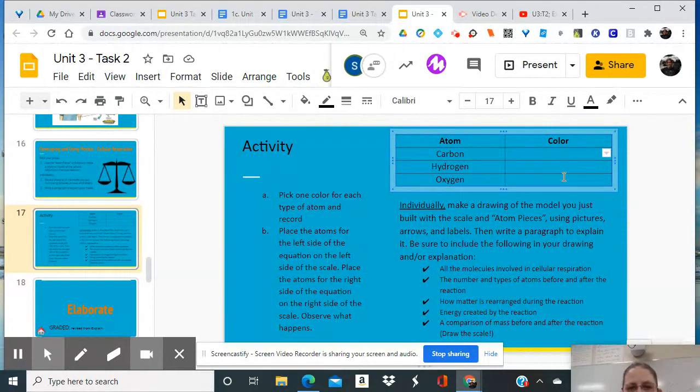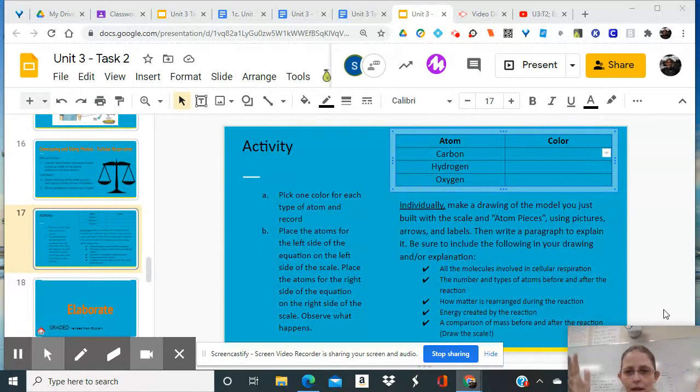And then personally, I would ask, how many of each do I need based on my equation? Then you're going to place the atoms for the left side of the equation on the left side of the scale or on your paper, and the right side of the equation on the right side, and then observe what happens. They should balance. They should be the same number, right? Because of the last activity that we did, we learned that the same number on the left side equals the same number on the right side, regardless of how they rearrange. They're the same. So if they're the same on both sides, they should weigh the same.